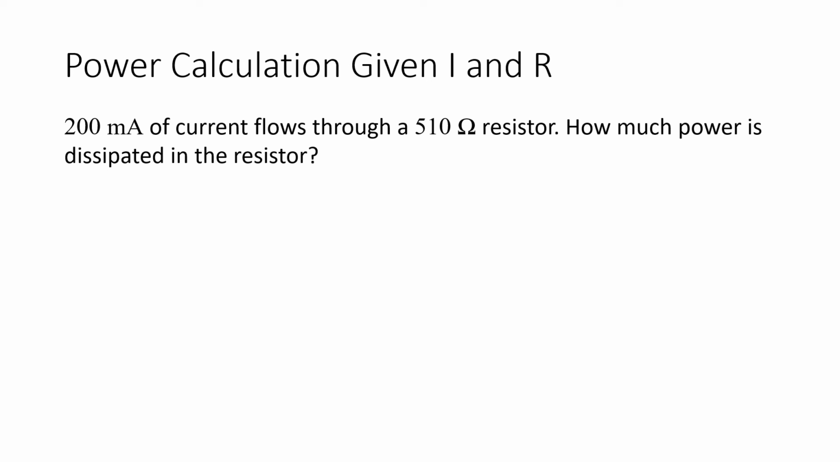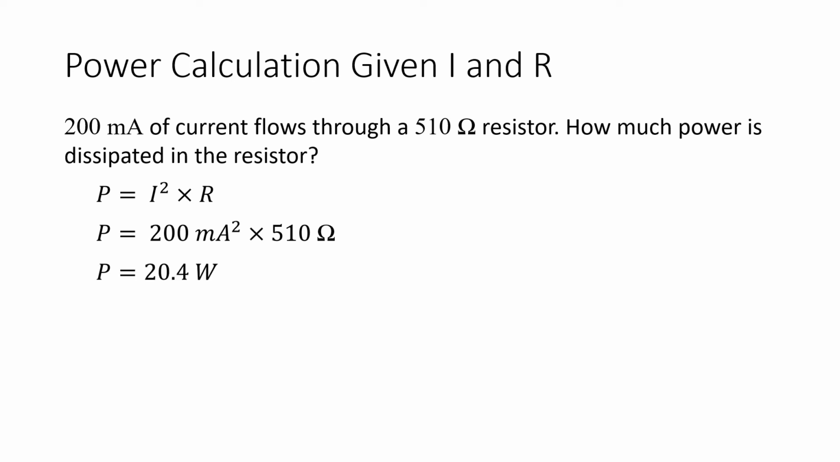200 milliamps of current flows through a 510 ohm resistor. How much power is dissipated in the resistor? The equation is P equals I squared times R. P equals 200 milliamps squared times 510 ohms. The power dissipated is 20.4 watts.